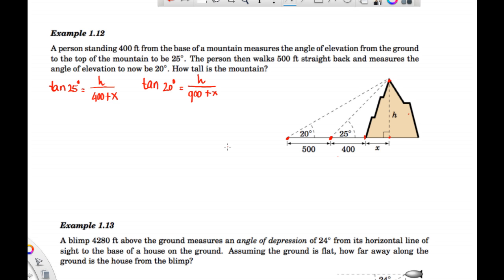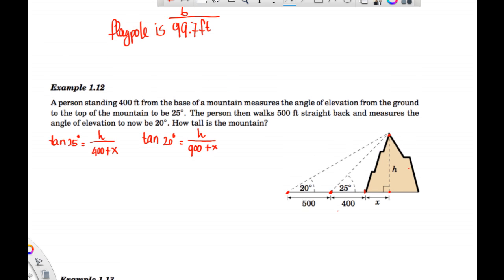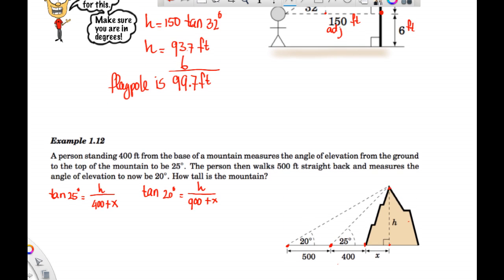Well, we can solve this for h. Now, different than in the previous example, when we solved for h, we got 150 times the tangent of 32 degrees. Well, that's something we can put in the calculator. Here, when you put this over 1, we get that the height is equal to the tangent of 25 degrees times 400 plus x, and that unknown x there, this is what's making this problem challenging.